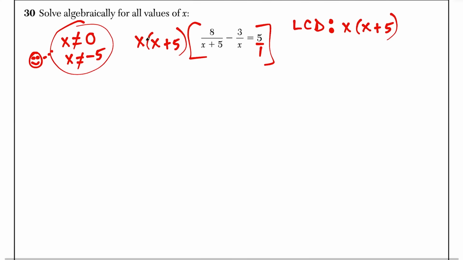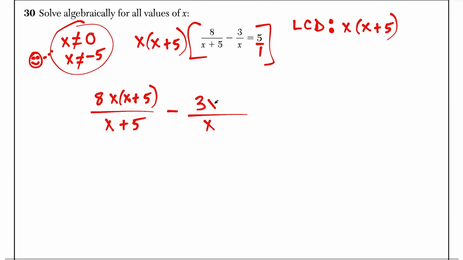So now I'm going to multiply everything by x times x plus 5. And we're going to have 8 times x plus 5, and then over x plus 5. So you see that first fraction inside the brackets, if I multiply by x times x plus 5, it's going up in the numerator. And then we have minus 3 over x, and this is being multiplied by x times x plus 5. And then after the equal sign, we have 5 times x plus 5. And now we could start to simplify this. So x plus 5 over x plus 5 cancels. x over x cancels. And first we're going to have 8x.